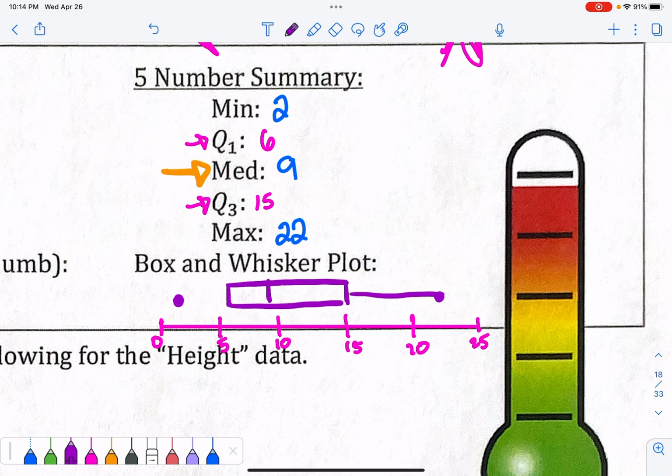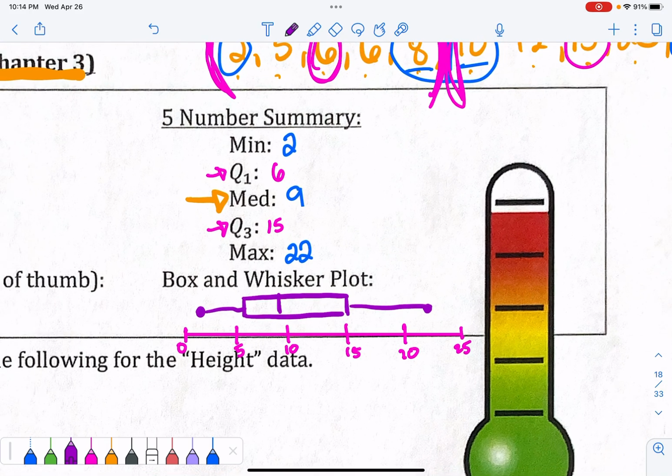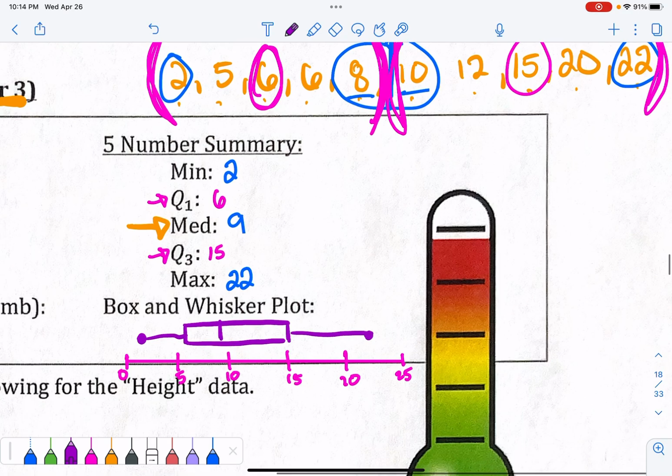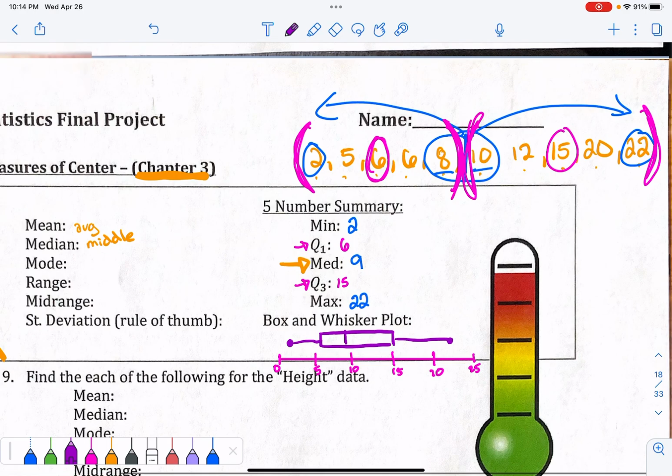You don't have to necessarily write this out if you don't want to, but that's what it would look like with my hypothetical numbers that I've made up here, okay? 5-number summary and box and whisker plot. There it is, okay? I'll keep that on the same page.